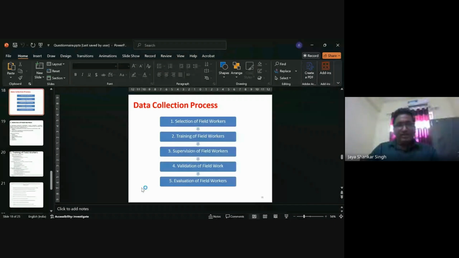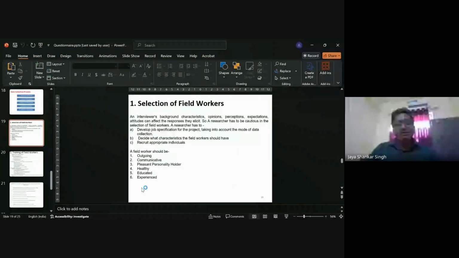And these are the criteria which you go through before selecting the field worker.